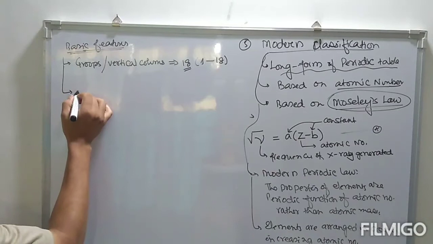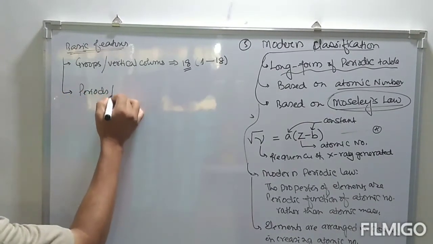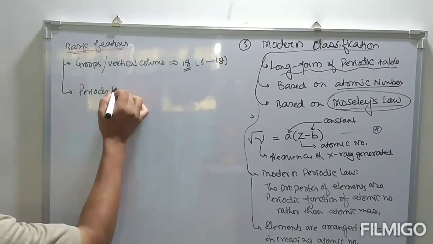Then we have periods, or horizontal rows.